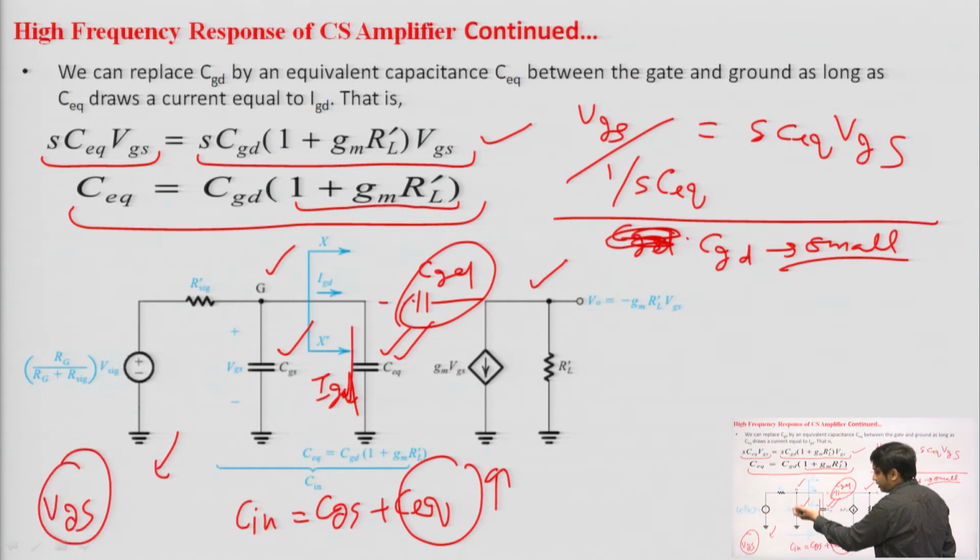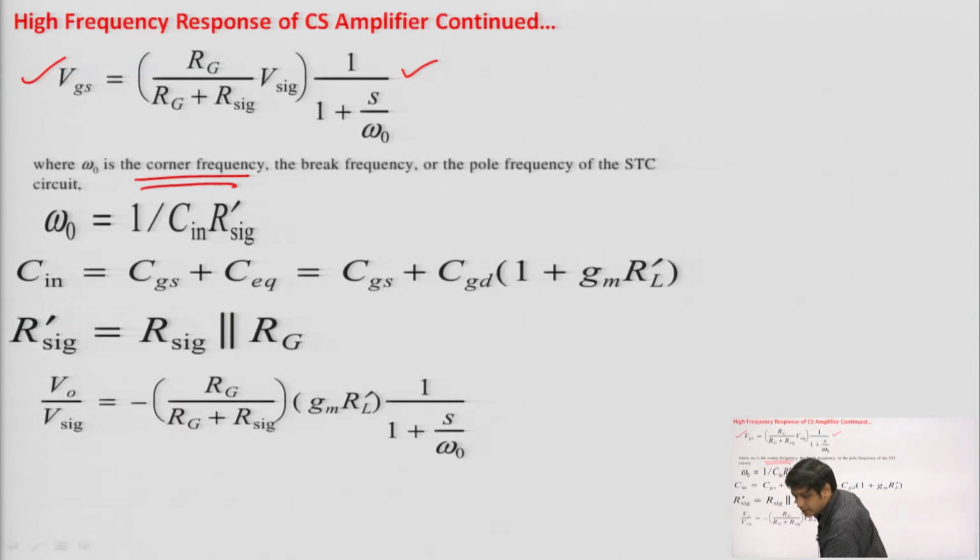From here you can calculate the value of VGS very easily. Using the voltage division rule, VGS will be the total capacitance impedance upon the total impedance, that is R dash sig plus the total capacitance impedance. In that expression of VGS we will get the impedance of the capacitor, which means there will be an S factor. Now, what you have to do is calculate the value of VGS using the voltage division rule and rearrange the terms.